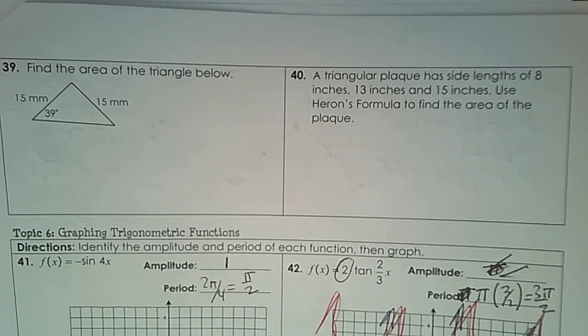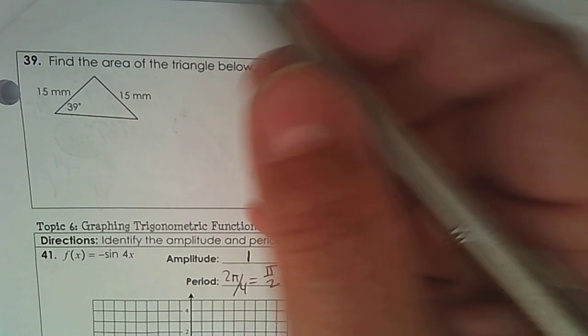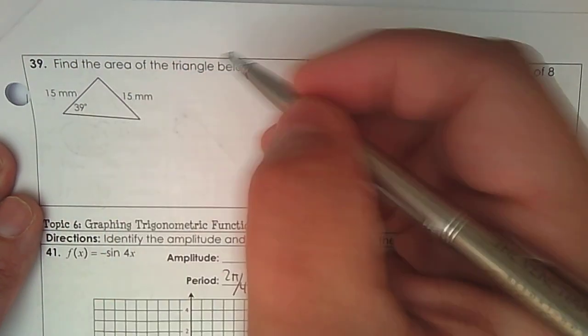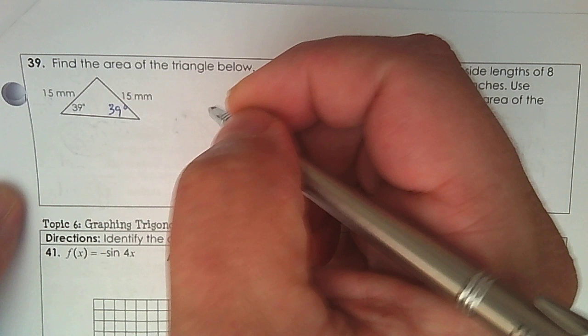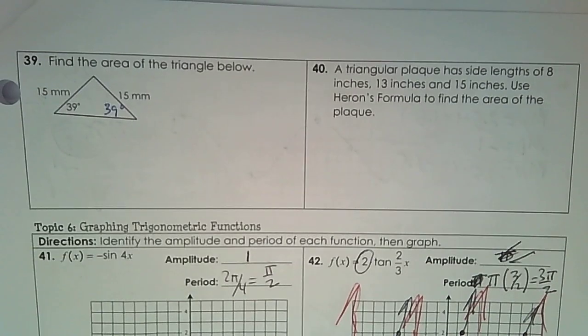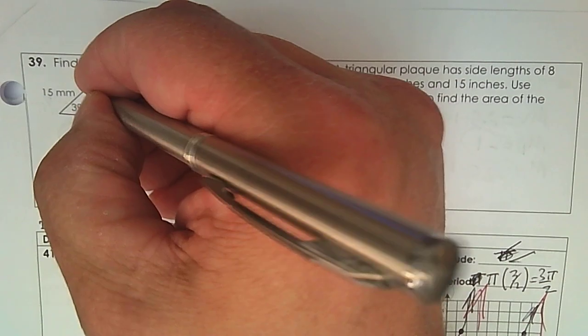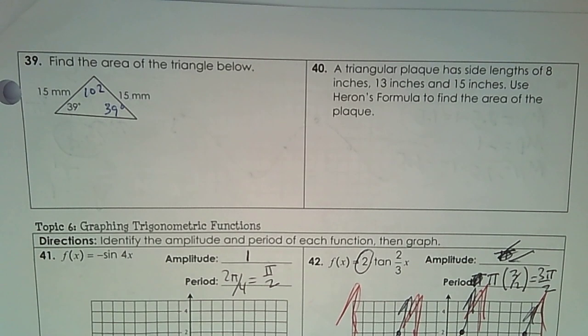All right, number 39. Find the area of the triangle below. So what I see here is this is 15 and 15. That means it's isosceles. That means this angle is also 39. And the importance of that is I need the angle in between the sides to find the area. So I'm going to go 180 subtract 39, and that's 102 up here. So because it's isosceles, I was able to find the angle I'm looking for.